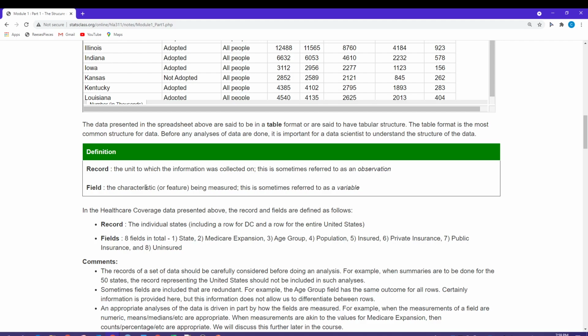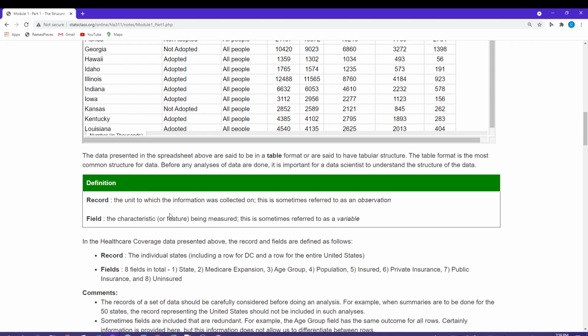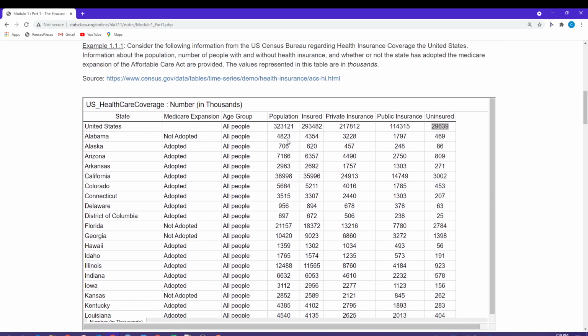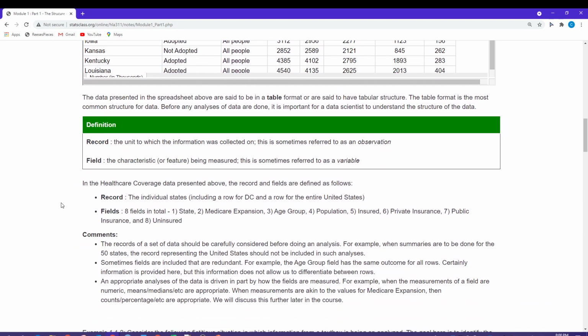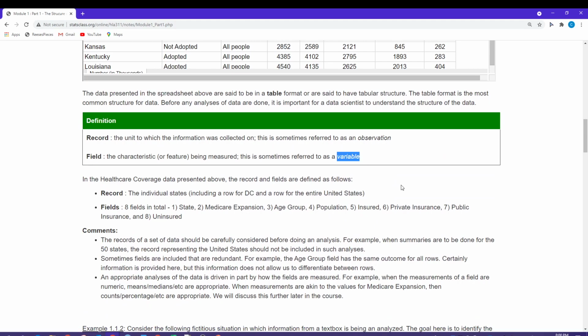A field or a feature is a characteristic that is being measured. So here, the features or the characteristics would be the state, whether or not the state has moved on to include Medicare expansion, the population, uninsured, private insurance, etc. Those are all different features that I measured here on these states. So the features or the fields simply represent the columns in a set of data. Again, if you're talking to a statistician, they might use the term variable to indicate the different fields.